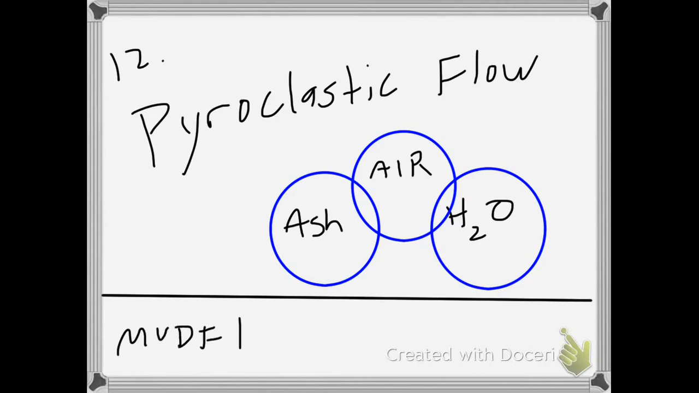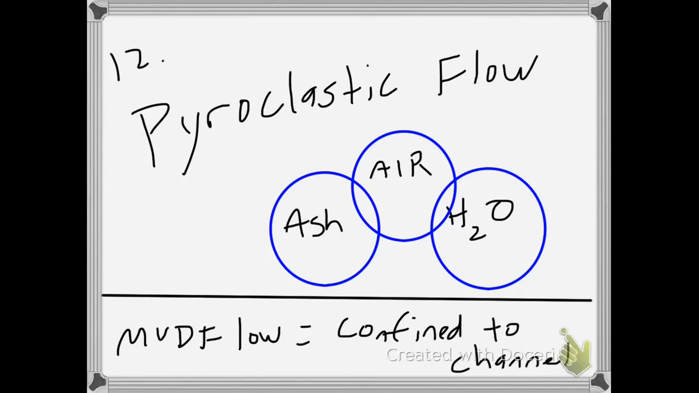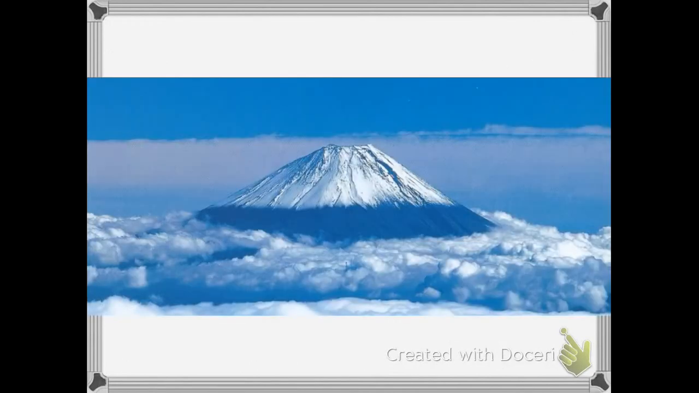So the question now becomes, how is a pyroclastic flow different from a mud flow? And the answer is that a mud flow is confined to a channel, and a pyroclastic flow is not. But they both involve water. So here we have a volcano that you've seen before. Do you remember the name?